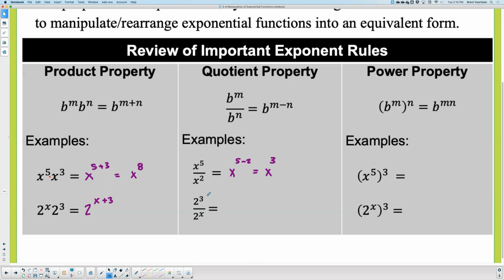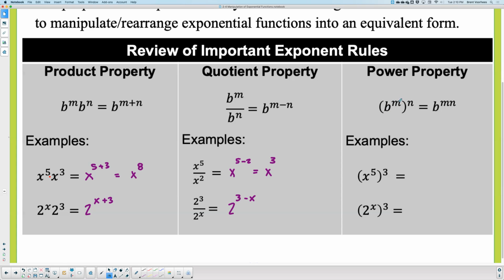Or in this case, how could I rewrite this one? 2 cubed divided by 2 to the power of x is the same thing as 2 to the power of 3 minus x. That's the quotient property. Very important property.